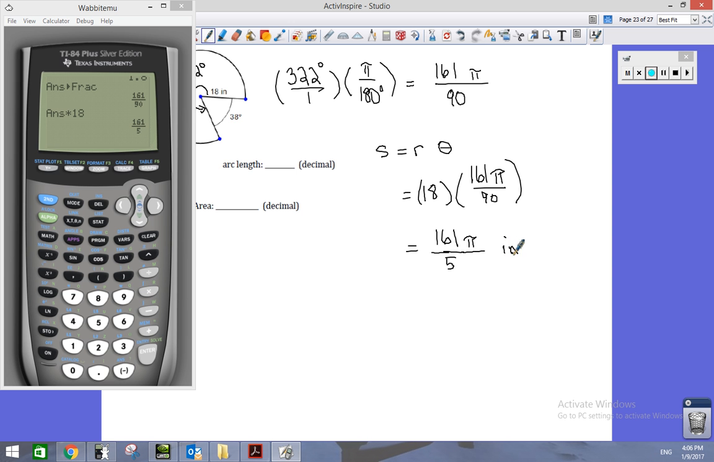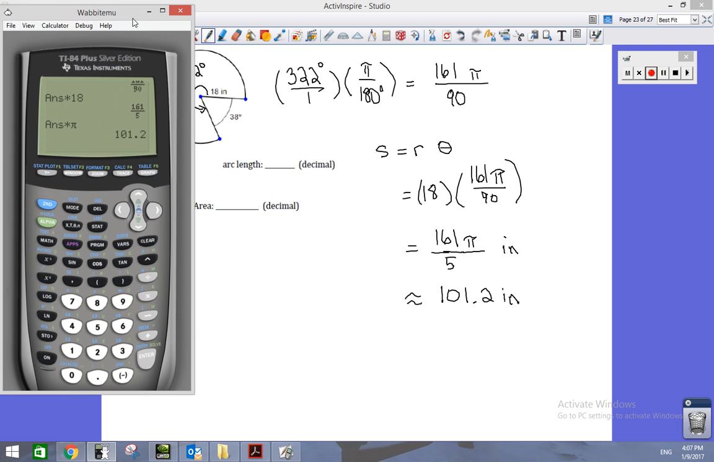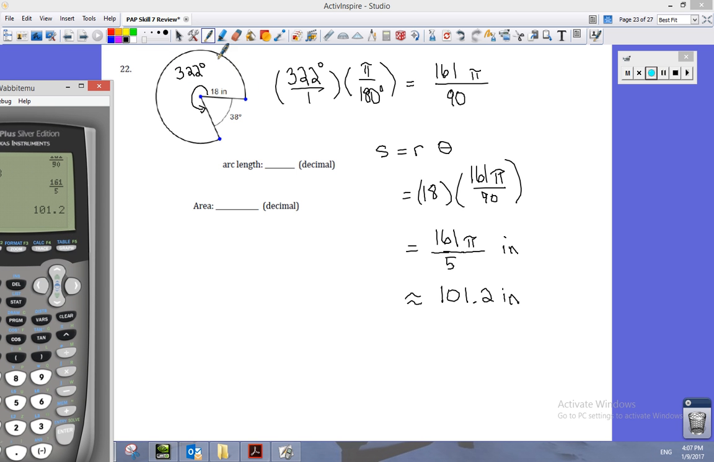And if you want a decimal approximation to that, to 1 decimal point, if you wanted more than 1 decimal, you can just go to the mode and change it. So 101.2 inches. That's the length of this big sector from there to there. Not quite all the way around, but close to it.